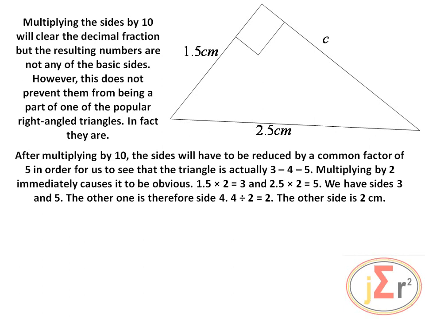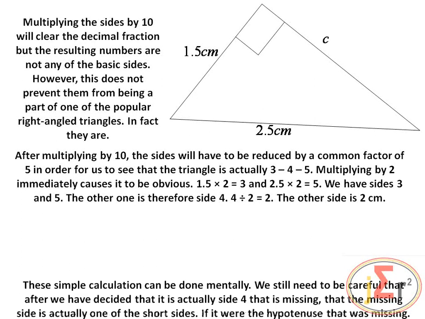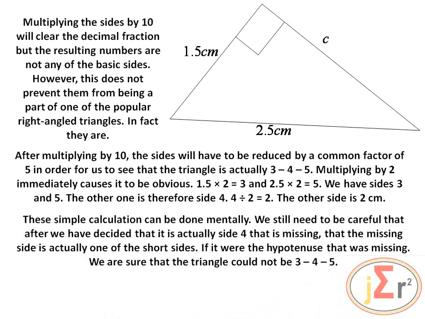It can only be side 4 if it is actually one of the short sides that is missing. 4 divided by 2 is equal to 2. The other side is 2 centimeters. These simple calculations can be done mentally. We still need to be careful that after we have decided that it is actually side 4 that is missing, the missing side is actually one of the short sides. If it were the hypotenuse that was missing, we are sure that the triangle could not have been 3, 4, 5.